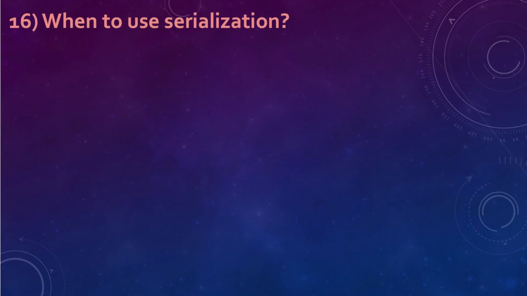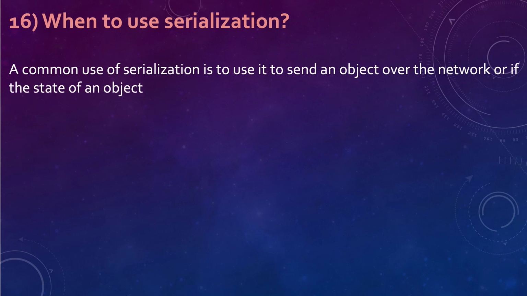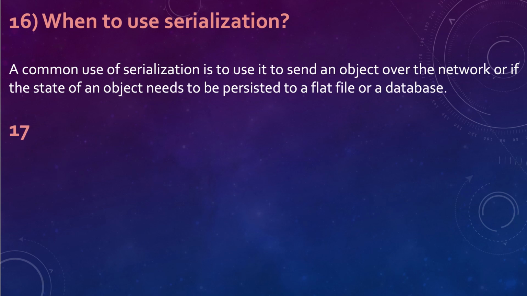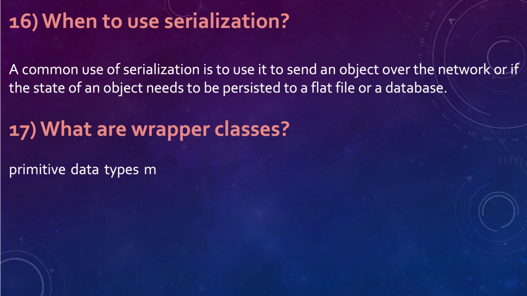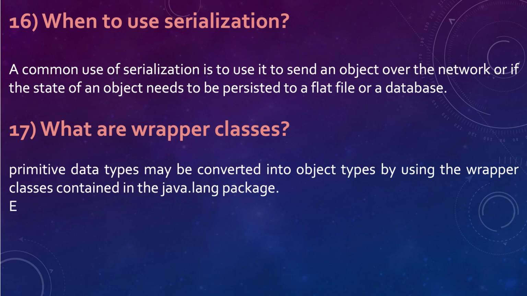When to use serialization? A common use of serialization is to send an object over the network, or if the state of an object needs to be persisted to a flat file or a database. What are wrapper classes? Primitive data types may be converted into object types by using the wrapper classes contained in the java.lang package. Examples: int, float, long, char, double.